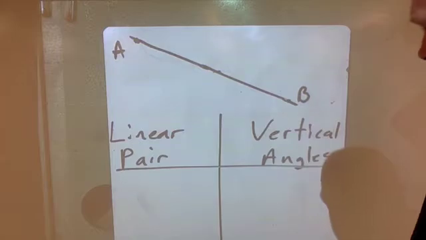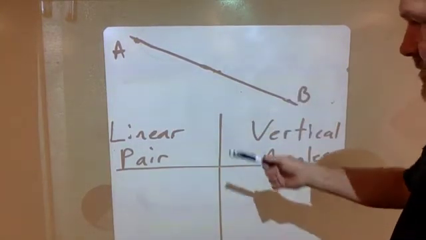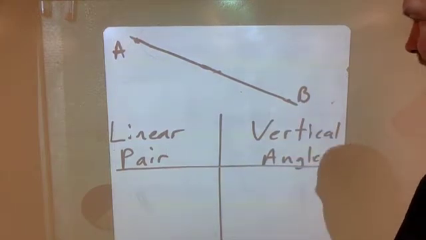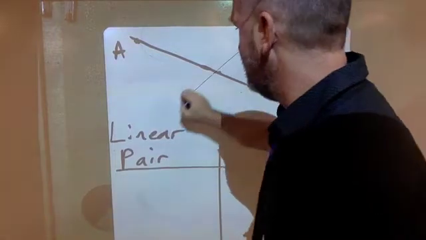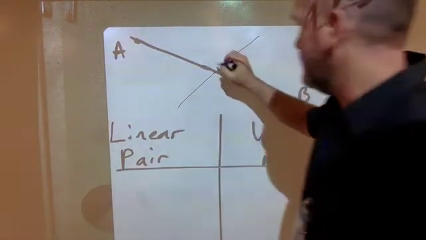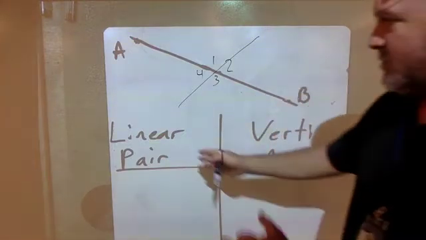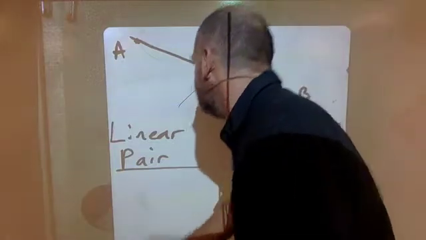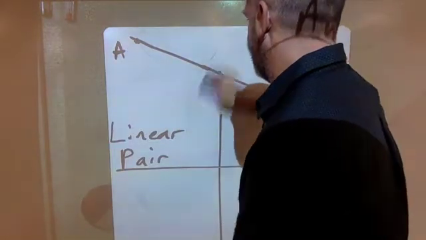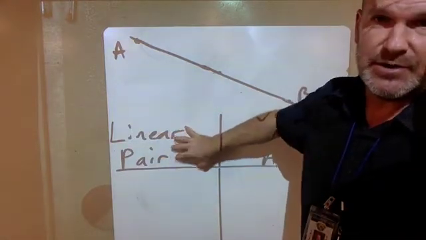Backing it up. I've got a line there from A to B, and I've got the words linear pair and vertical angle, because what I'm going to do eventually here is cross AB with another line, and it's going to create 1, 2, 3, 4 angles that are either going to be linear pairs or vertical angles. Before I do that, I'm going to explain how to build up to that by explaining the linear pair first.